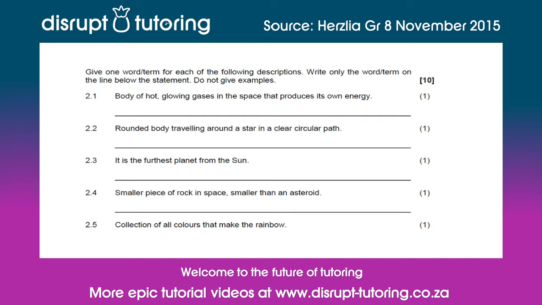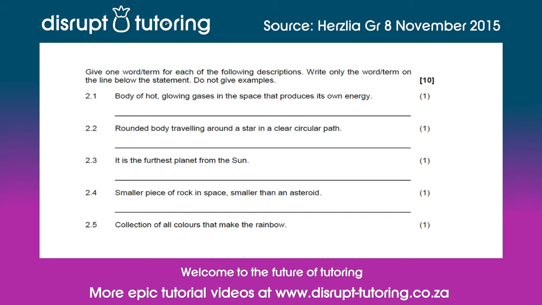Today we're going to be answering a grade 8 natural sciences question taken from the Herzia Middle School November 2015 exam paper. So let's have a look. This question asks us to fill in the blanks with a word or a term in the line below the statement, and it touches on 2 or 3 different subtopics of natural science, namely planet Earth and beyond, a little bit on matter and materials, and a little bit on energy and change as well, but we'll see that as we go. So we're just going to fill in the blanks.